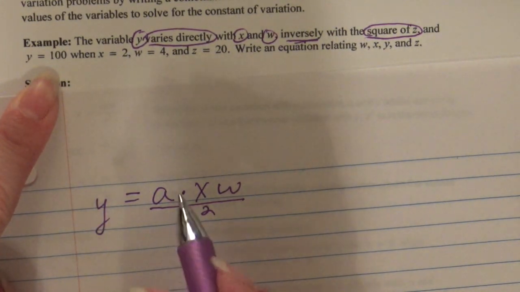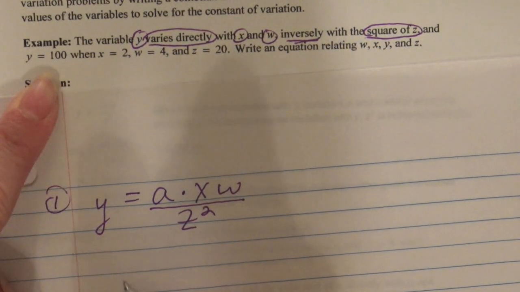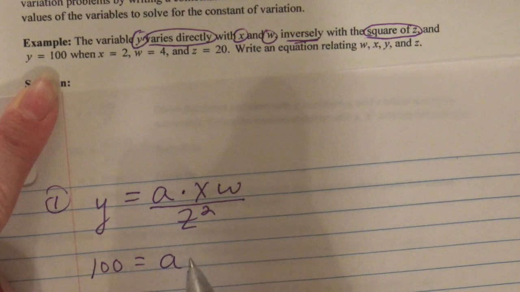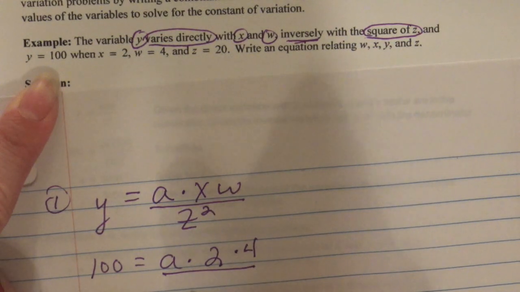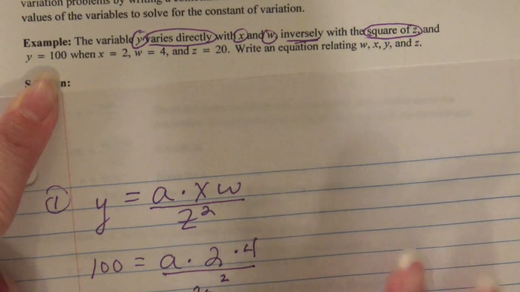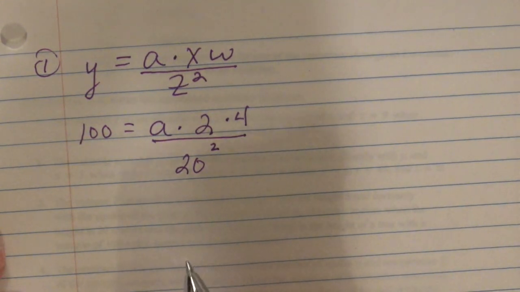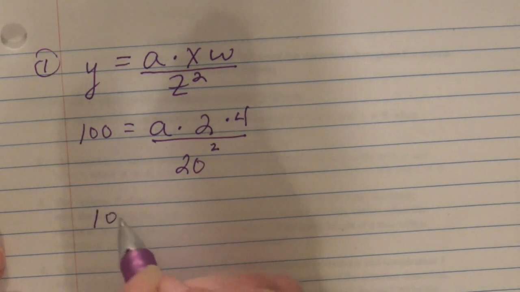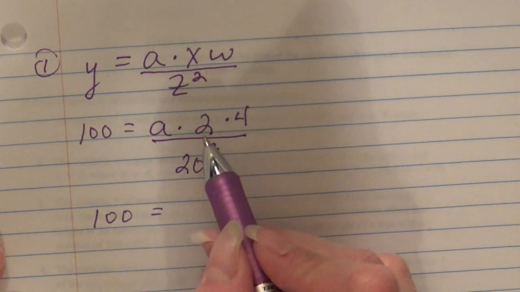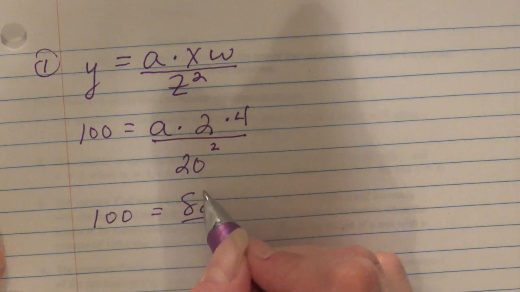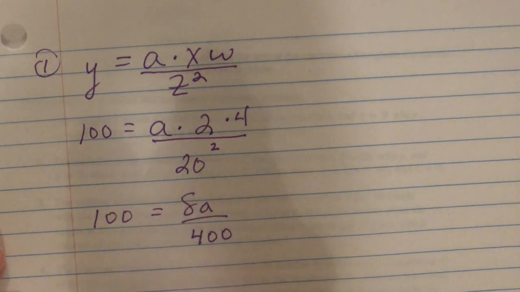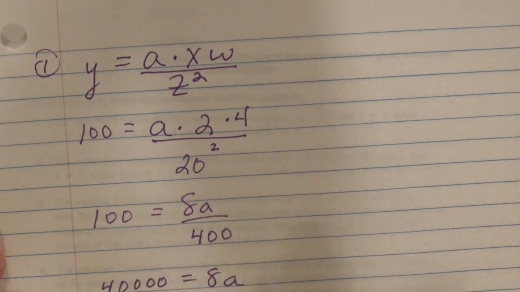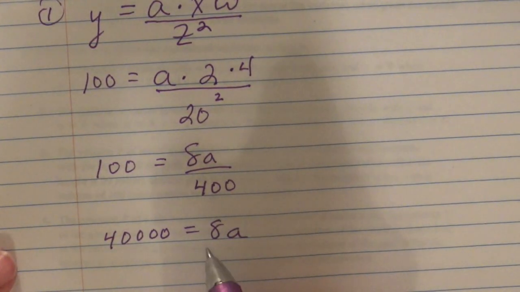So they give us y equals 100. So this was step 1. We're going to substitute in 100 for y, x equals 2, w equals 4, z equals 20, and we have to square the 20. Okay, so we're going to just solve this for a. You've got 100 equals, that would be 8a over, and 20 squared would be 400. Multiply both sides by 400, and that's going to give you 40,000 equals 8a.